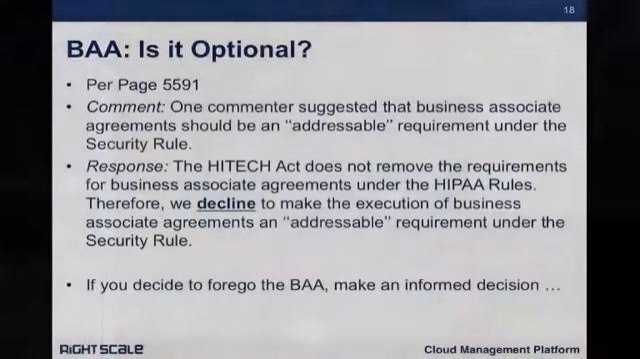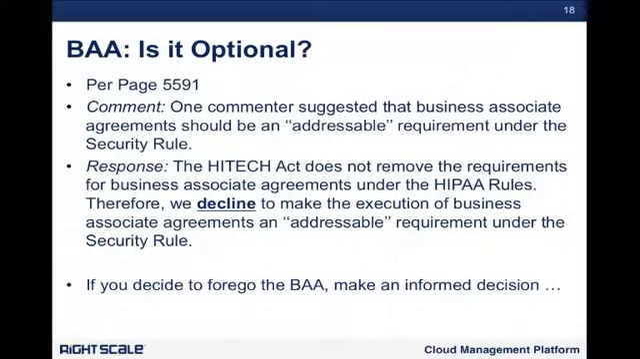Right? And up to that point in time, there was nothing that said, thou shalt. Now there is a thou shalt. You have to get a business associate agreement, or, again, you're effectively breaking the law. Before there was gray area, now there's not. So BAA is optional. If you get the Omnibus Rule, it doesn't start at page 1, so that's a little bit of a nice thing. But if you go to page 5,591 and you look at the comment on it, it says, hey, shouldn't the business associate agreement, right, be an addressable requirement under the security rule?